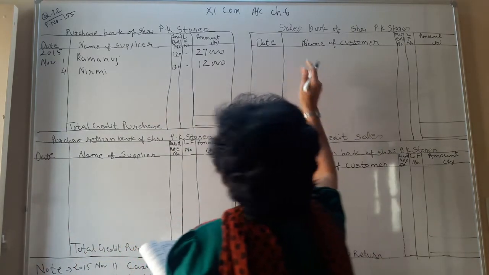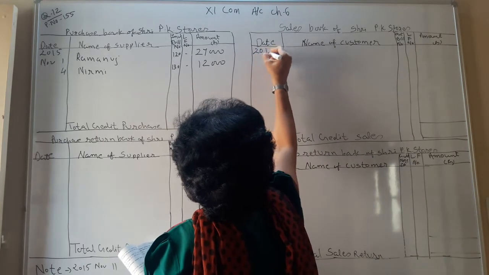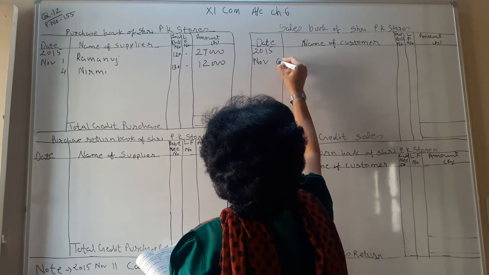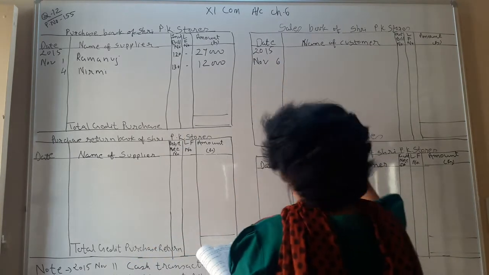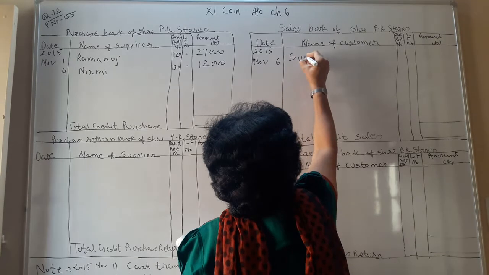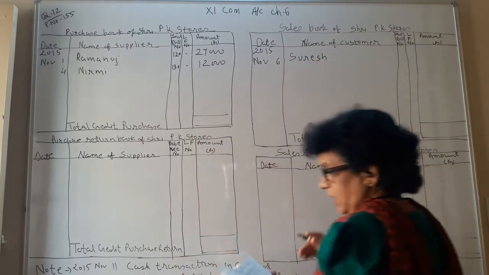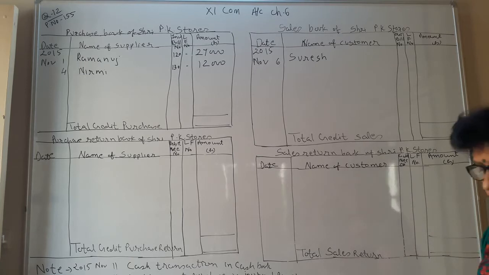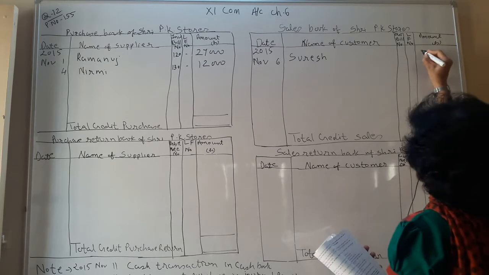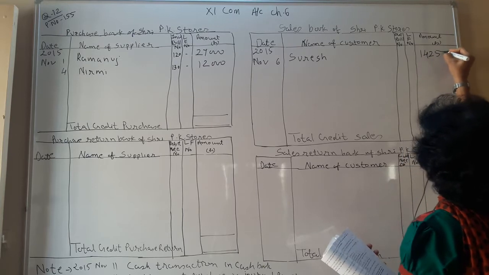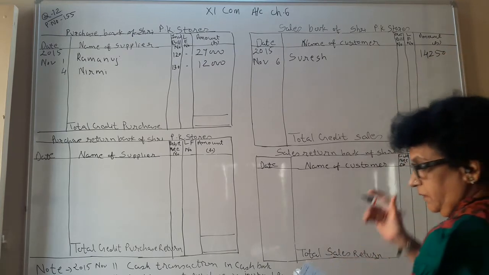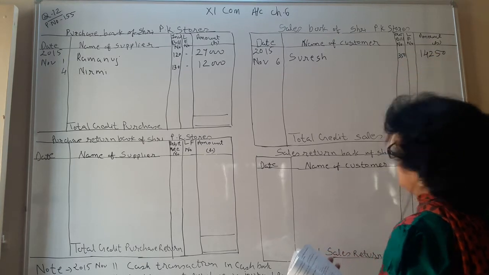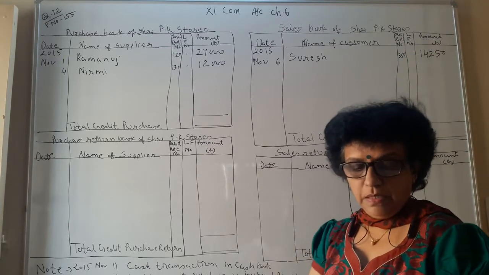So in the sales book, 2015 November, the date of transaction is 6. The party to whom you have sold is Suresh. The amount is going to be 15,000 minus 5%, that is 750, so it becomes 14,250, and 350 is the bill number. So this is going to be the outward bill number. When you sell the goods, the bill becomes the outward bill number.